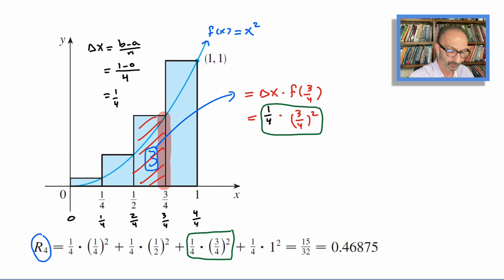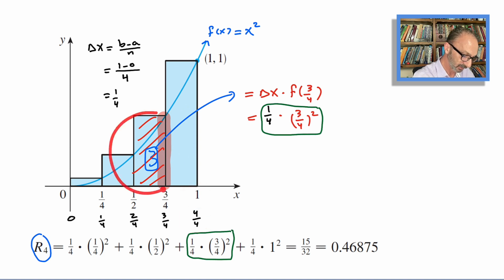B is 1. To find delta x, you could go (b minus a) over n, which is (1 minus 0) over 4, and that's 1/4. So that's my start point. 1/4, add 1/4, add another 1/4: 2/4, 3/4, 4/4. I know 2/4 simplifies to 1/2, and 4/4 simplifies to 1.